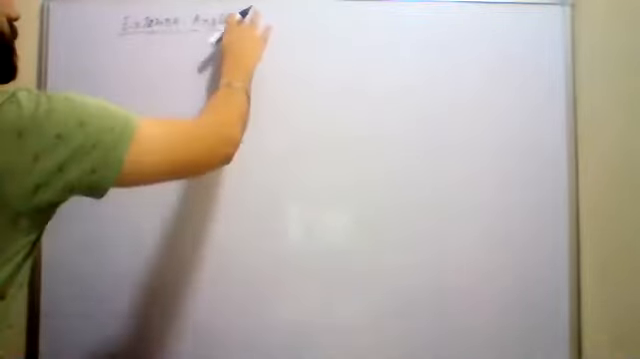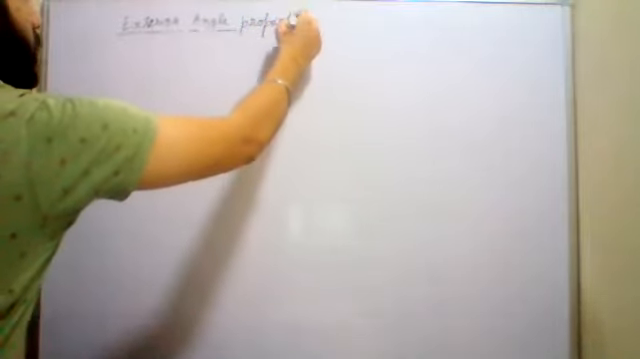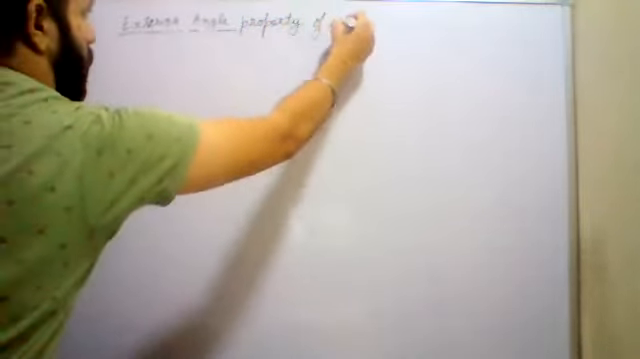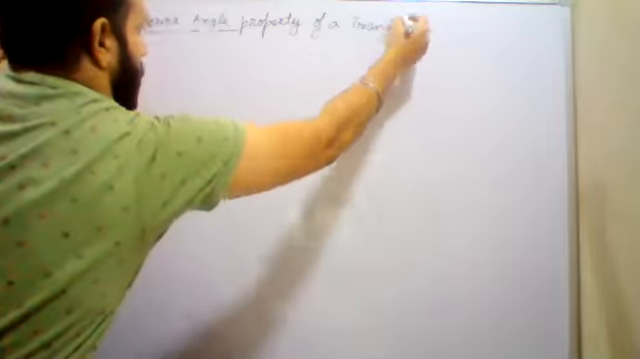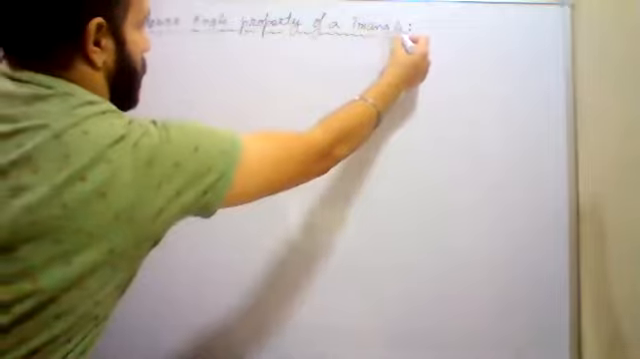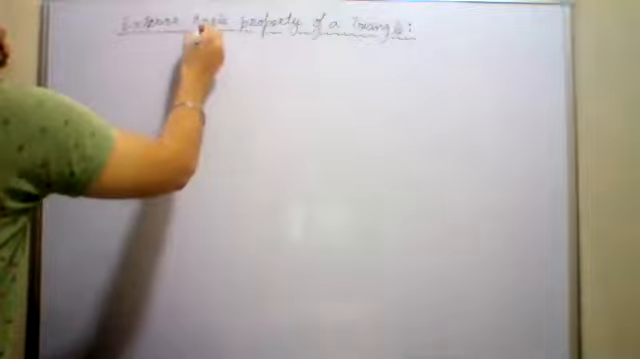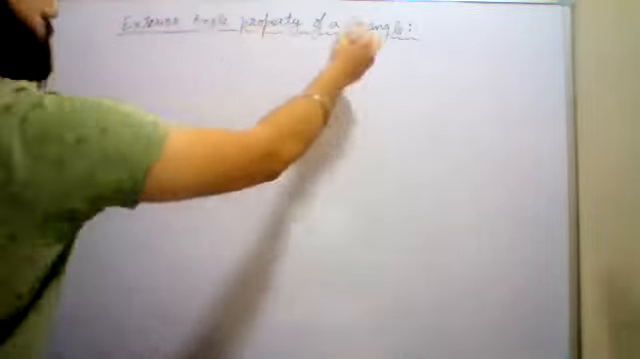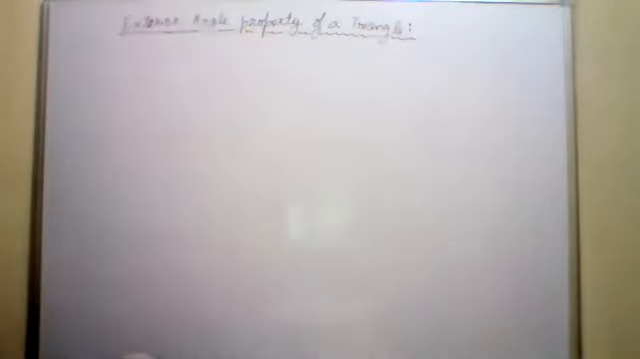Exterior angle property of a triangle. This is the heading. Note down the heading. Now we are actually starting the property. Till now we have only understood what is the meaning of an exterior angle of a triangle. Now we are going to start what is the property. Write down the heading first of all. Exterior angle property of a triangle.